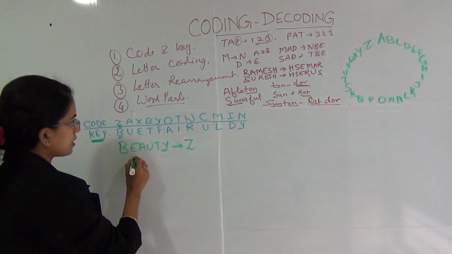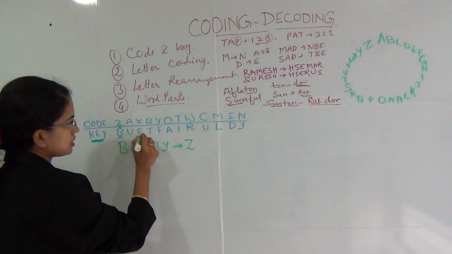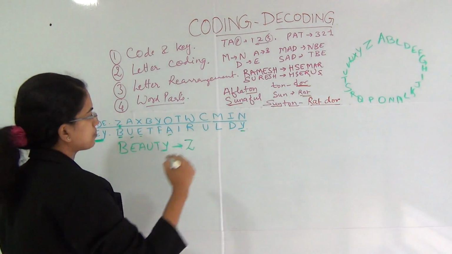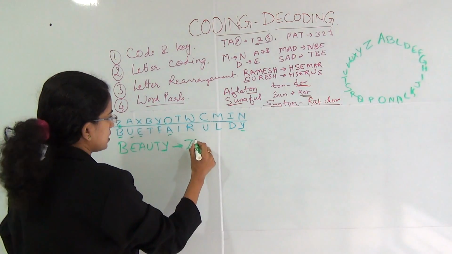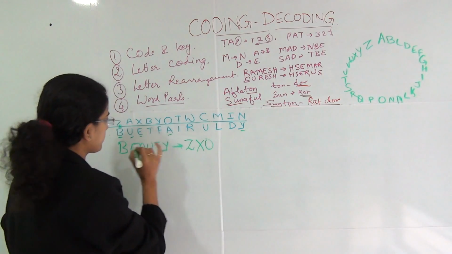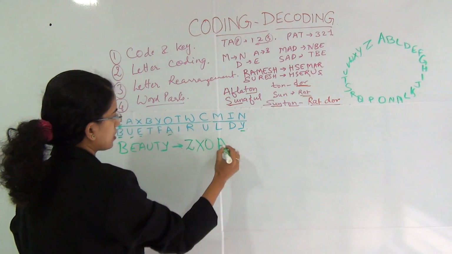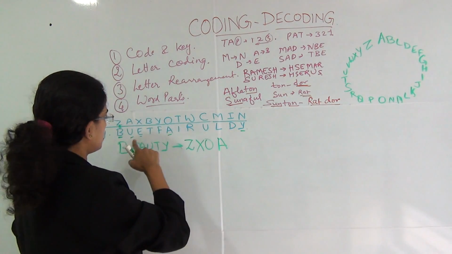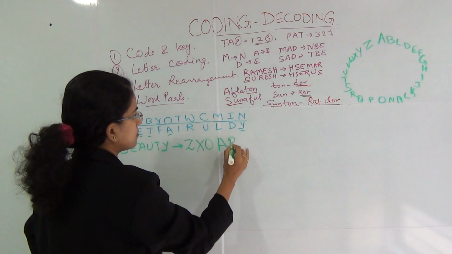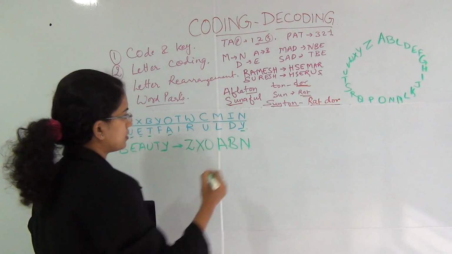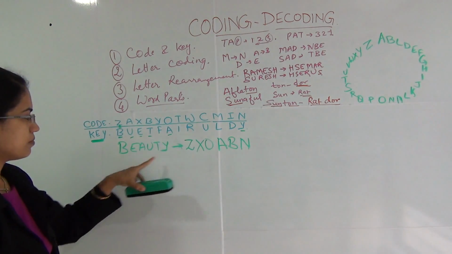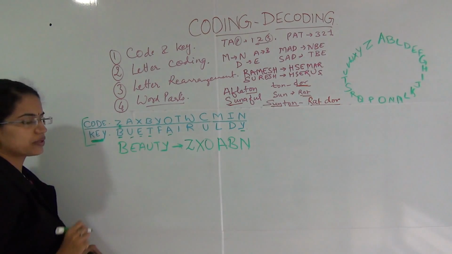E becomes, E is here, A is here, U is here and T is here. So you have the word beauty here. So E becomes X, A becomes O, U becomes A, and finally T becomes B and Y becomes N. So this would be the coding, decoding for the word beauty based on the code given here.